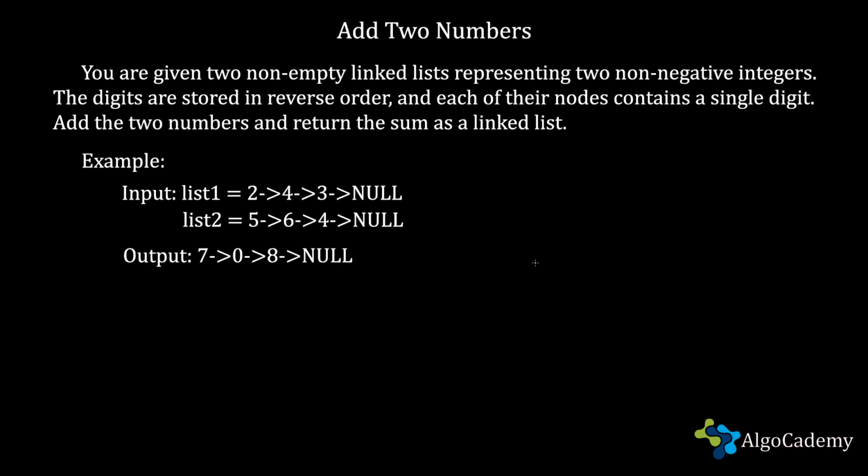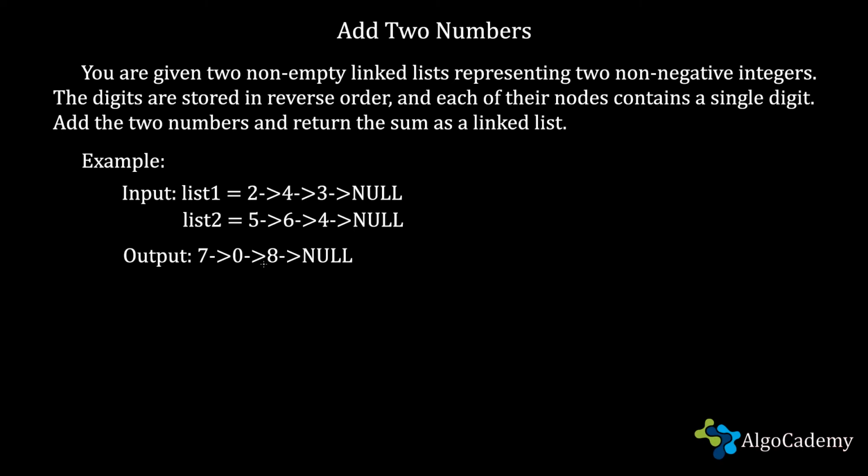Alright, welcome to add two numbers. So we are given two non-empty linked lists representing two non-negative integers. The digits of these integers are stored in reverse order, and each of their nodes contains a single digit, and we should add the two numbers and return the sum as a linked list, also a linked list where the digits of that sum are in reversed order. But don't worry, let's take a look at this example and see why that is.